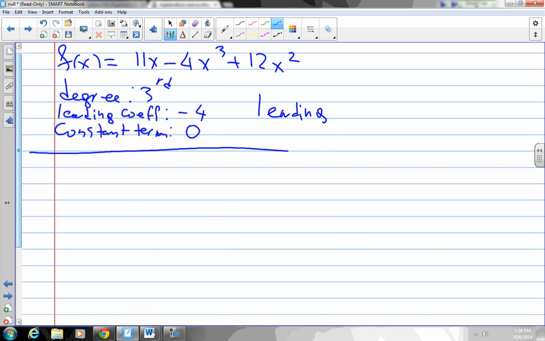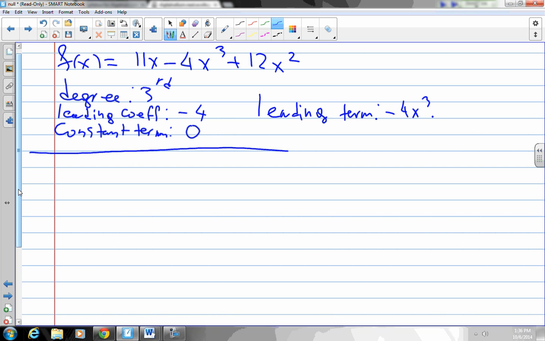It's going to be -4x to the third. So it's whatever carries the highest power, yeah. So again, the order doesn't matter. You go by the highest power. Any questions? Good? All right.